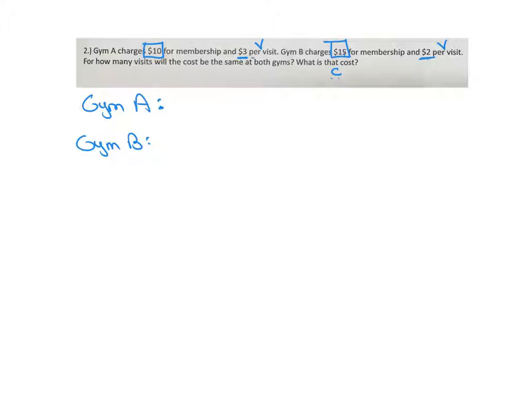So for gym A, our equation would be $10 plus 3 times each visit equals the cost. For gym B, it's going to be $15 plus $2 per each visit equals the cost. Now, we're trying to find out when they will cost the same. Because they're both equal to C, we can just set them equal to one another. So we would have 10 plus 3V equals 15 plus 2V.